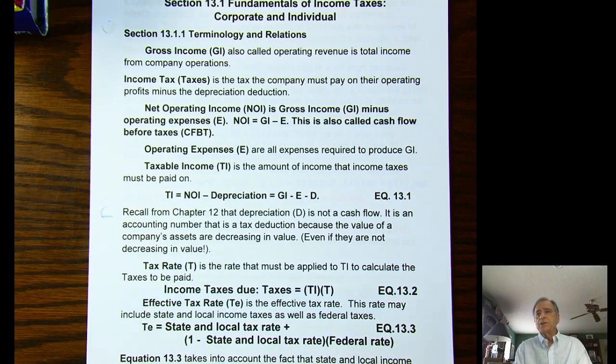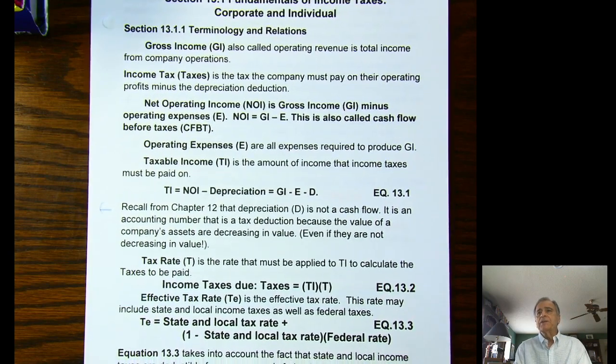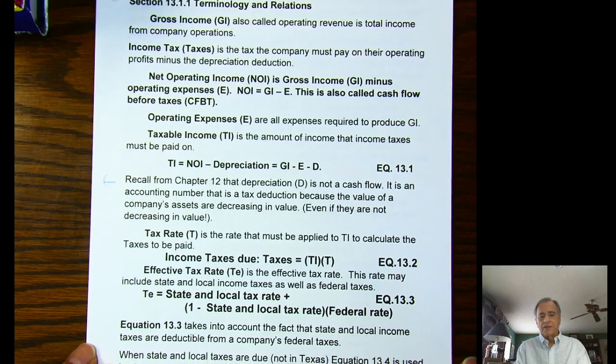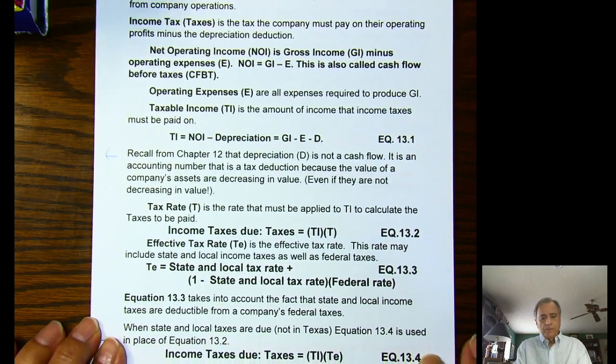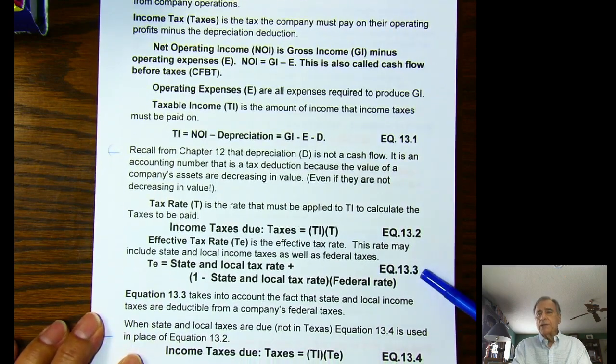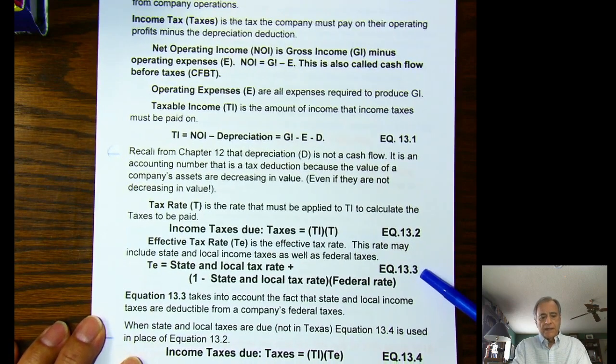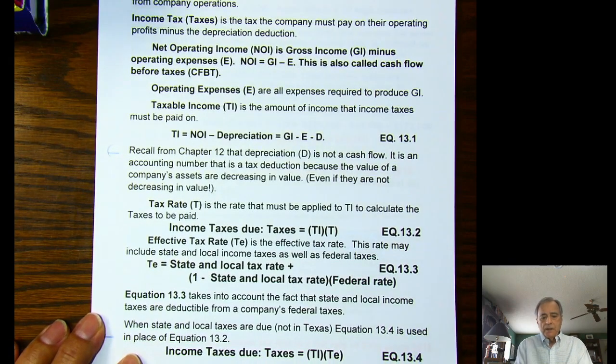Most of the time when you're solving a problem, that'll just be given to you. Accountants calculate this for the company. So that's equation 13.3 in your book. And equation 13.3 takes into account the fact that the state and local taxes are deductible from the company's federal tax. So that's what's going on right here.